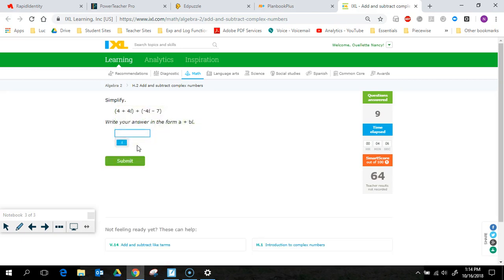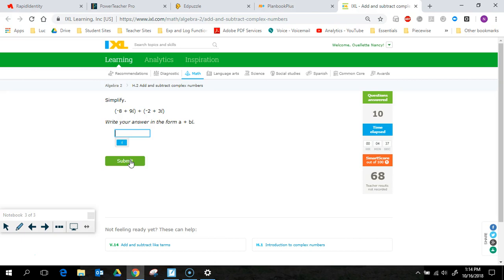The only thing that's going to change this is if you have a negative or a minus symbol in here. Remember, you have to distribute that into your parentheses and change the signs of everything in the parentheses. So also here, our constants are on the outside, so we need to make sure we combine the right things. 4 minus 7 is negative 3. And then 4i and negative 4i is 0. So our answer is just negative 3.